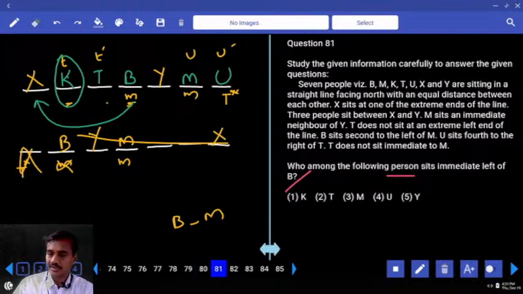Then 81. Who among the following persons sits to the immediate left of B? Immediate left of B, T. That is choice 2, question number 81.